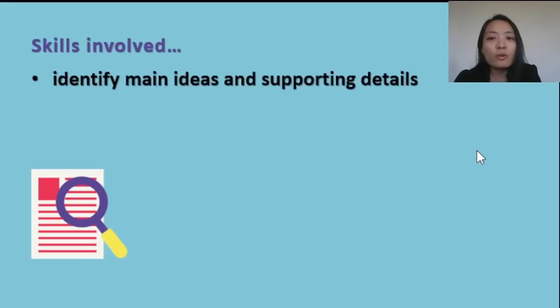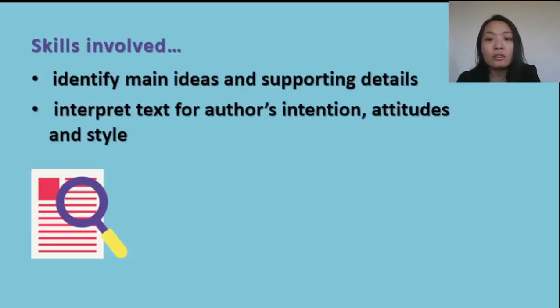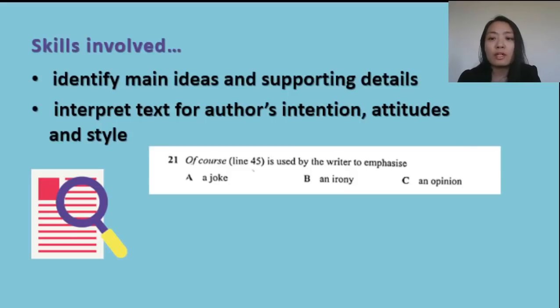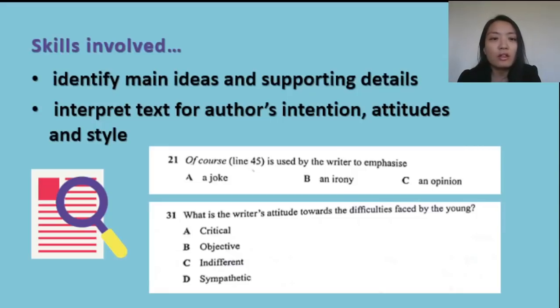Alright, so the questions will test your skills in identifying main ideas and supporting details, as what was presented earlier, but there are also other skills included, which are interpreting the text for author's intention, attitudes, and style. And these are some of the kinds of questions that are asked. Sometimes they will ask you, this line is used by the writer to emphasize what? Or another one, it says here, what's the writer's attitude towards the difficulties faced by this person? Was his attitude critical or objective or indifferent?